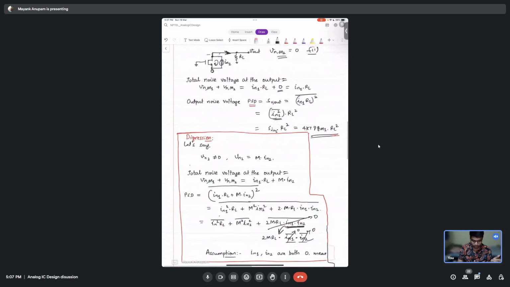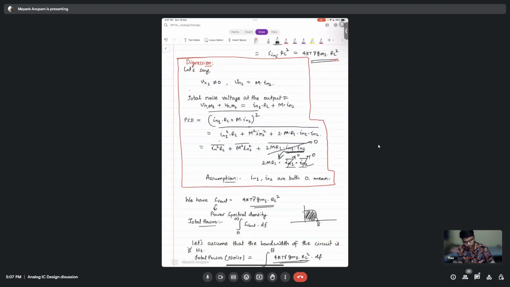So what we did here is add the power spectral densities directly. If the noise is correlated, you cannot add the power spectral densities directly. We'll have to take the cross correlation term also. Some extra factors will come. This is the extra factor which will come: the cross correlation, the mean of in1 times in2. This is called cross correlation. So this will not be 0 in that case, and we'll have to take that into account.